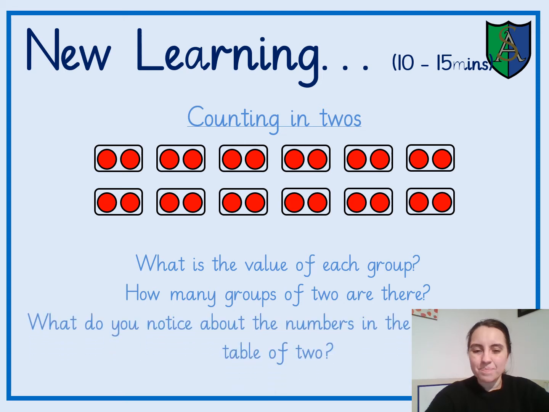Brilliant. Now I want you to think, what do you notice about the numbers in the 2 times tables? So what do you notice about them? Well done if you said that they all either are or end in an even number. And well done if you noticed that the pattern is always 2, 4, 0, 2, 4, 6 or 8. Well done. We learnt that when we were learning about even numbers, didn't we?